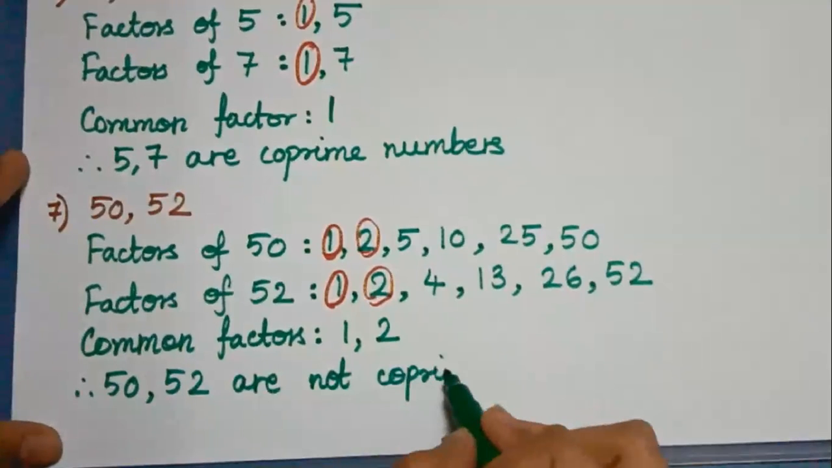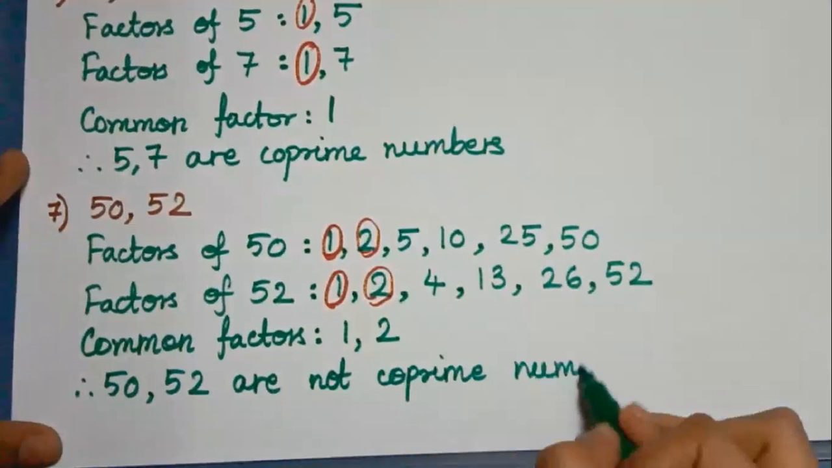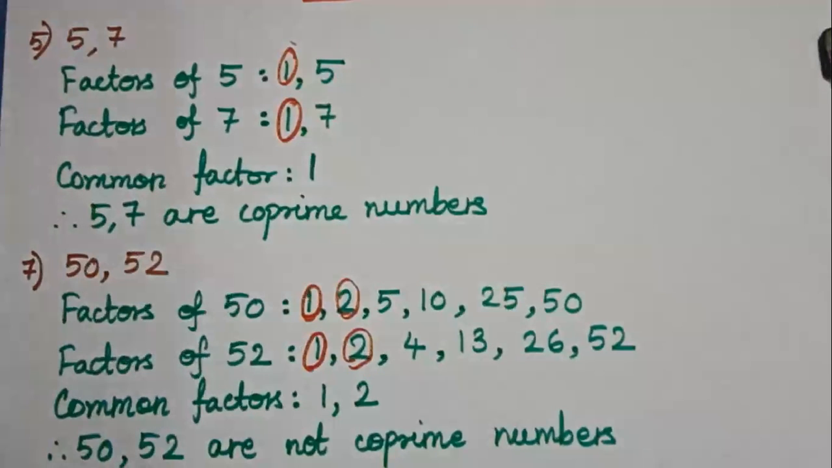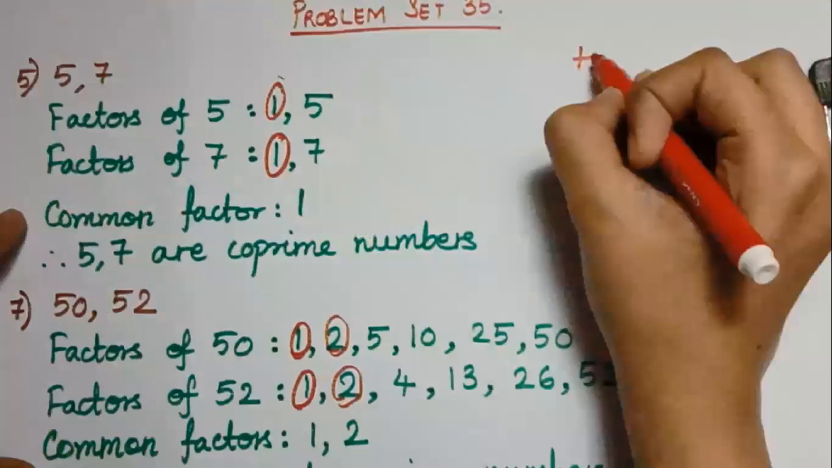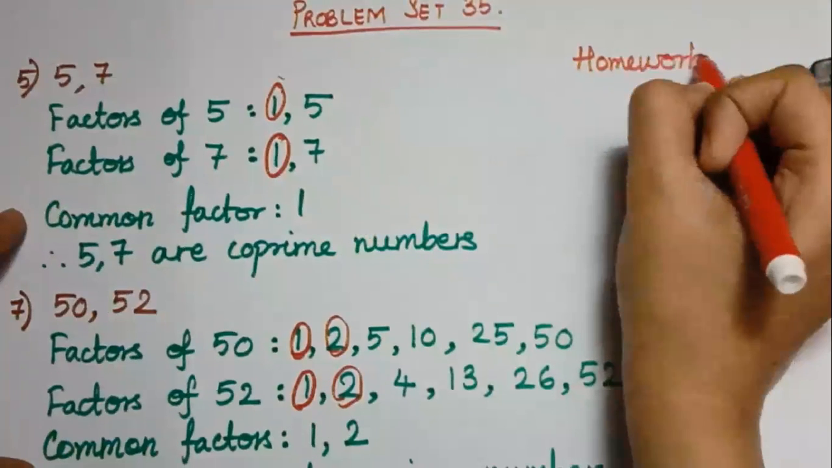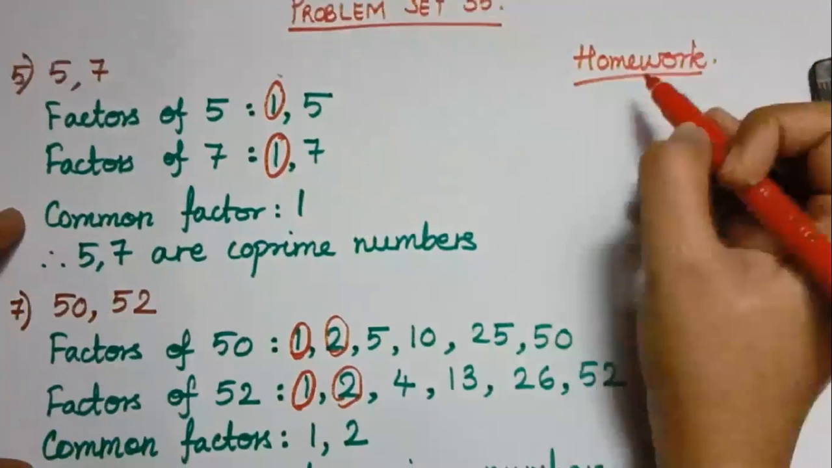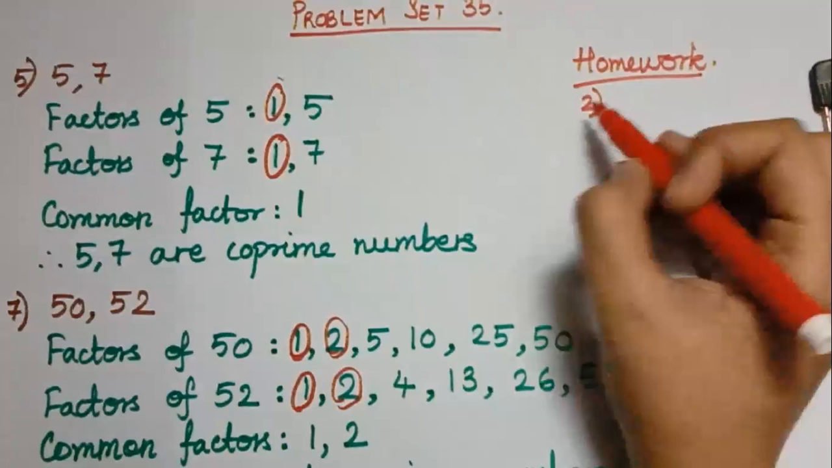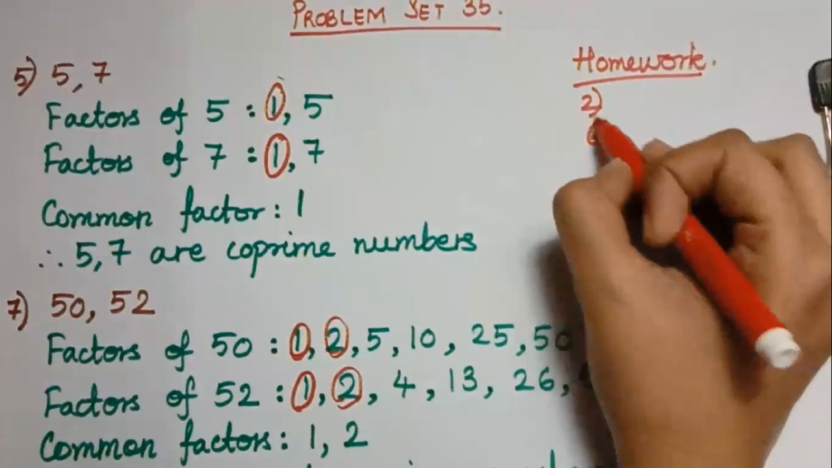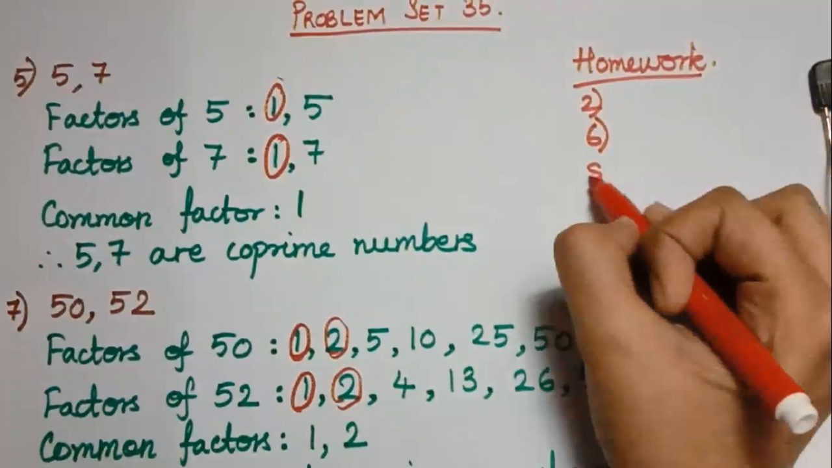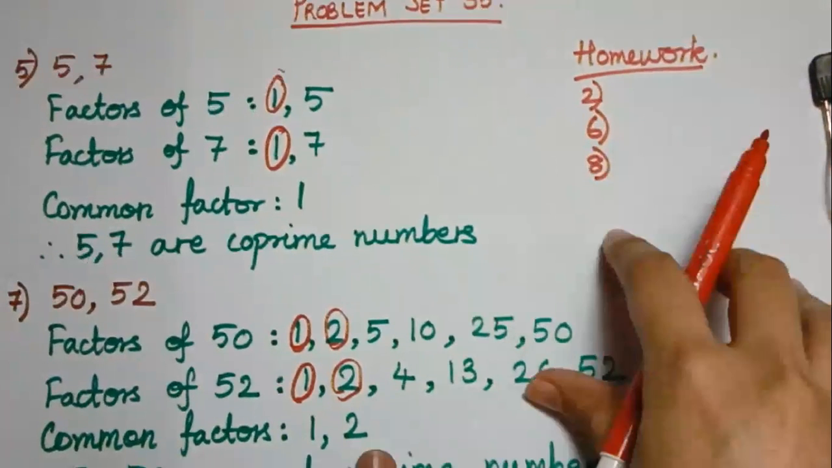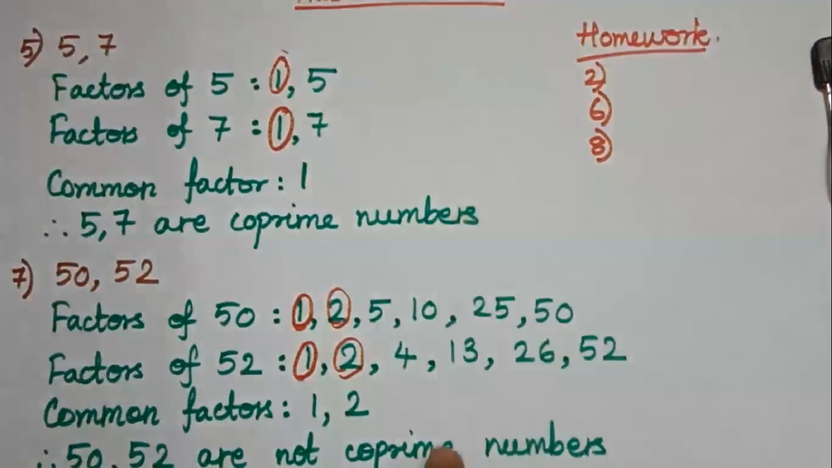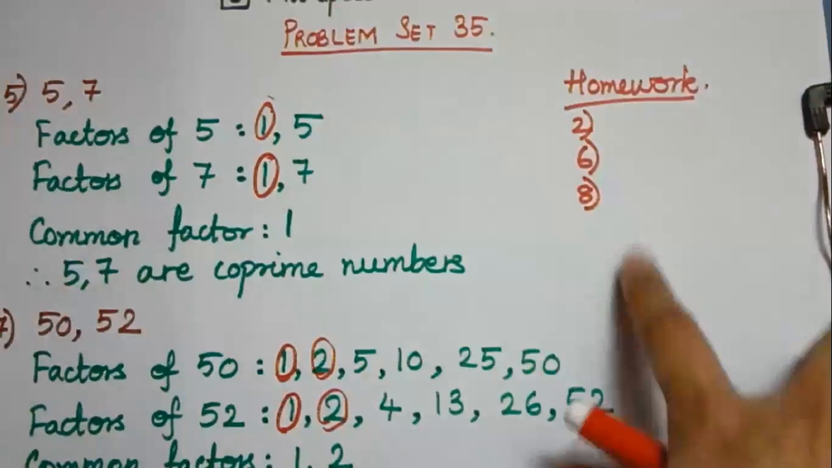I hope now you understood these sums as well as the entire problem set. So the sums that we are left with are going to be your homework, and those sums are the sum number 2, the sum number 6 and the sum number 8. Three sums are going to be your homework. We did the sum number 1, 3, 4, 5 and 7. The sum numbers 2, 6, 8 are going to be your homework.